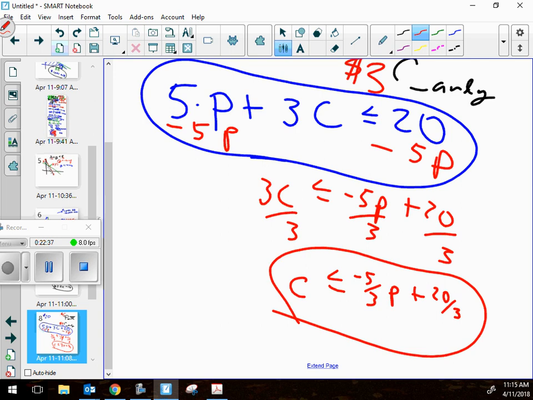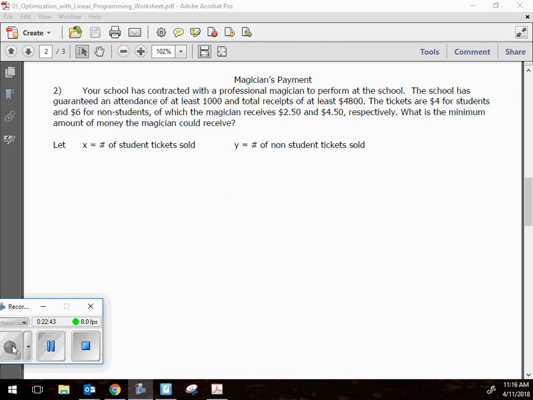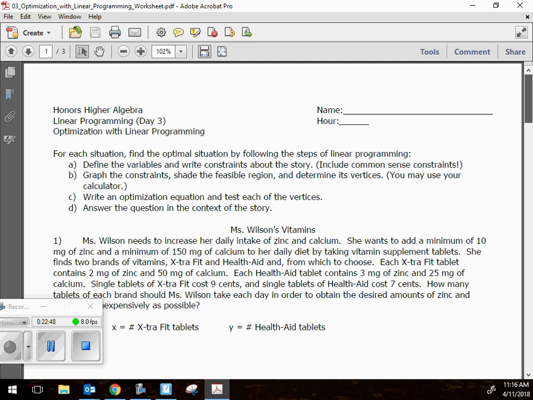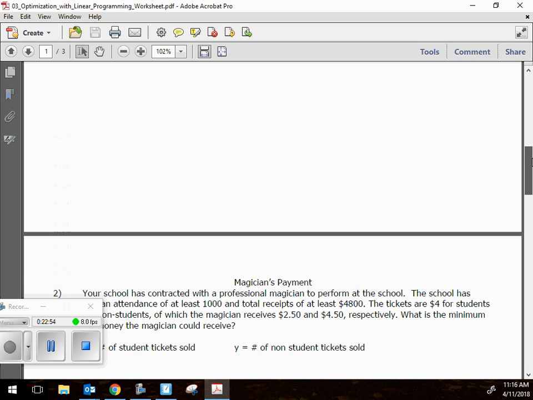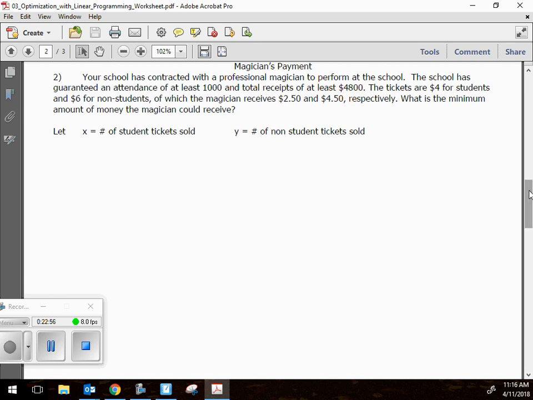Okay, awesome. Then let's actually jump into the homework for today. So I'm going to pause for a second and pull that. Okay, so we found the worksheet for today. Just so you know what it looks like, on the top here is Linear Programming Day 3, Optimization with Linear Programming. We are skipping over the Mrs. Wilson's vitamins, going on to Magician's Payment. All right, this is a problem that I want you to do from beginning to end. As in, the first thing is figure out which is X and which is Y, but they tell you that. Cool.